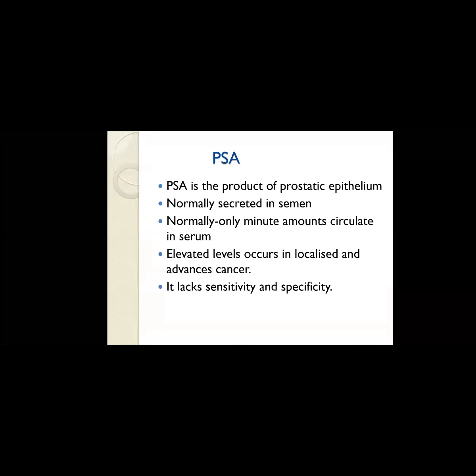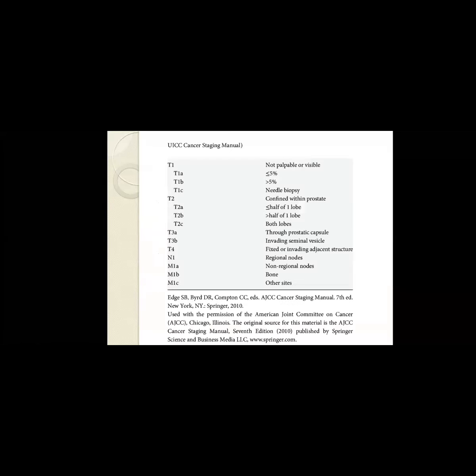Normally you can find only minute quantities in the semen, but it will be elevated in advanced cancer. The only disadvantage is that it lacks sensitivity and specificity. Next, coming to the tumor node metastasis, the TNM classification. If it is not palpable, or palpable microscopically only, you classify it as T1. T2 if it's confined within the prostate gland.